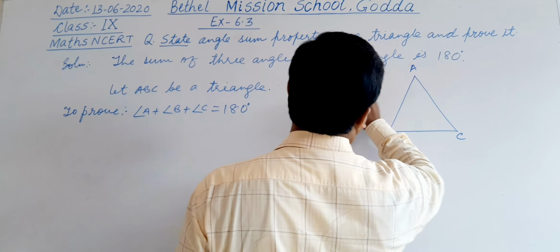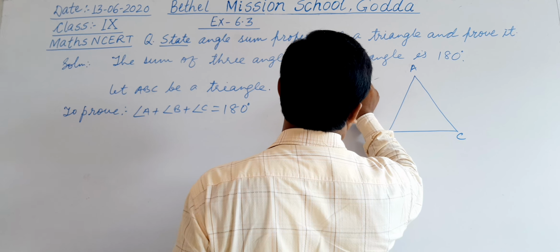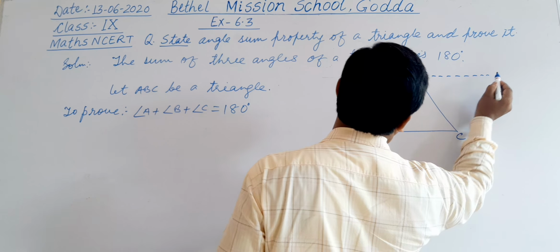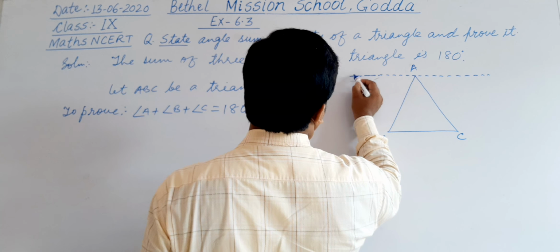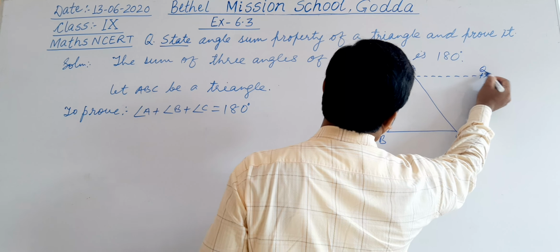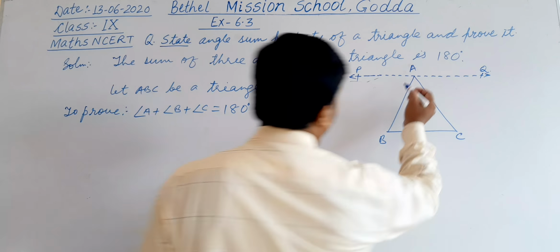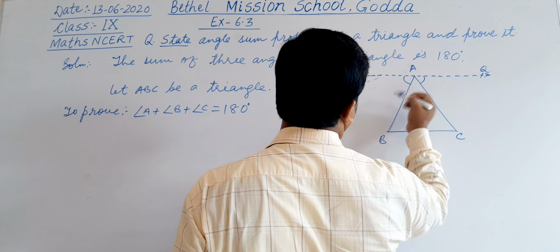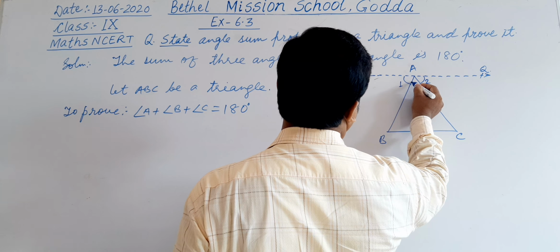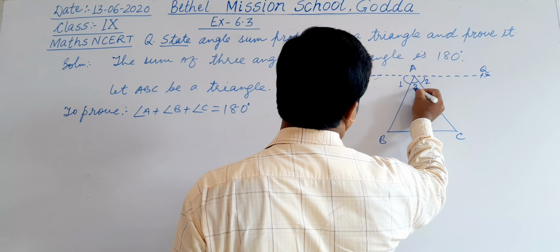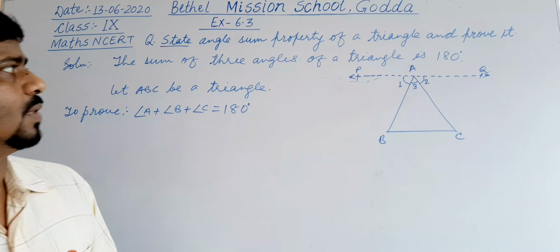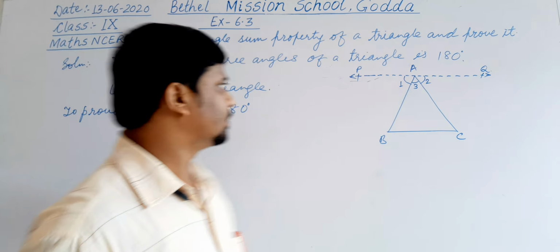We have to construct a line through A which is parallel to BC, and you can name it PQ. And these are the angles forming, 1, 2, and this is 3. Okay, so we suppose these angles 1, 2, 3.